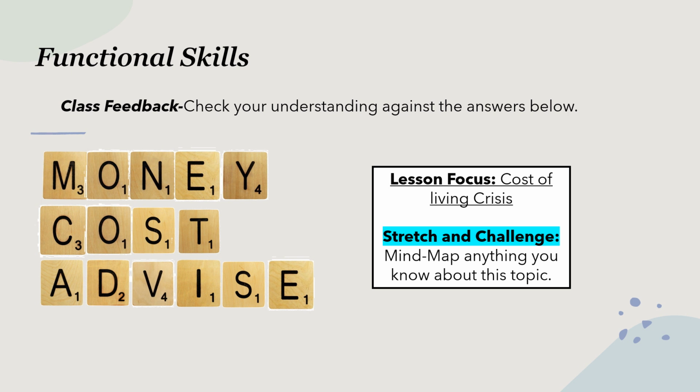Class feedback. Check your understanding against the answers below. So the key words that we're referring to was money, cost and advice. So what we're going to be focusing on, as we said before, is the cost of living crisis. And in terms of English, we're going to be thinking about producing a leaflet to give some advice to actually help people get through it. We also need to apply some of our maths understanding as well to make sure that we can actually apply that to real life situations.